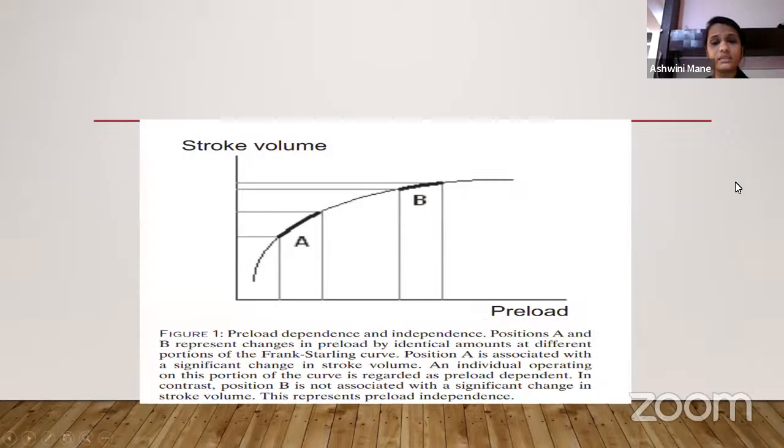So as we can see in this diagram, part A, the preload, is explaining the Frank-Starling law. When we are giving fluid to the patient, the venous return is equal to the cardiac output. Part A shows the response of a fluid responsive patient. Part B is not associated with a significant increase in the stroke volume, and this will happen in the fluid unresponsive patient.